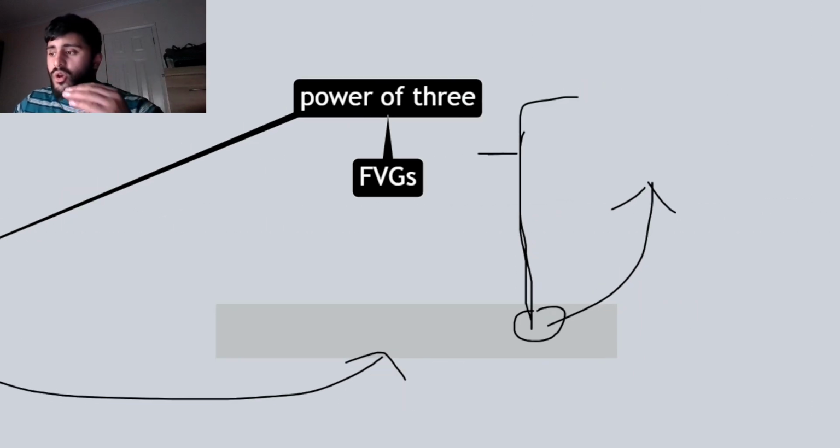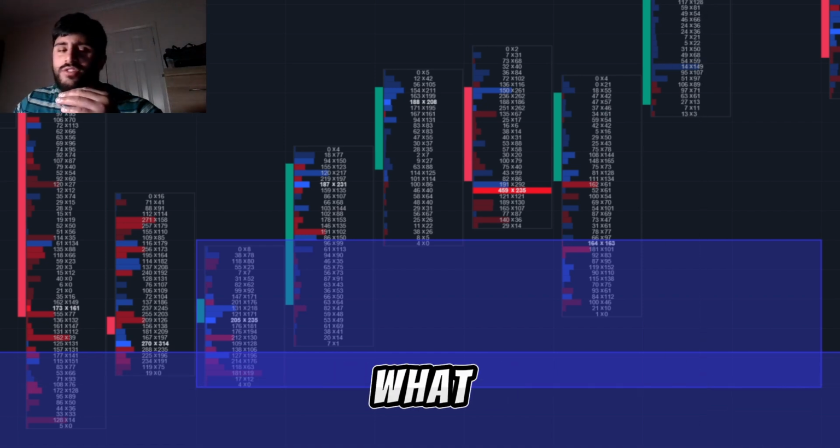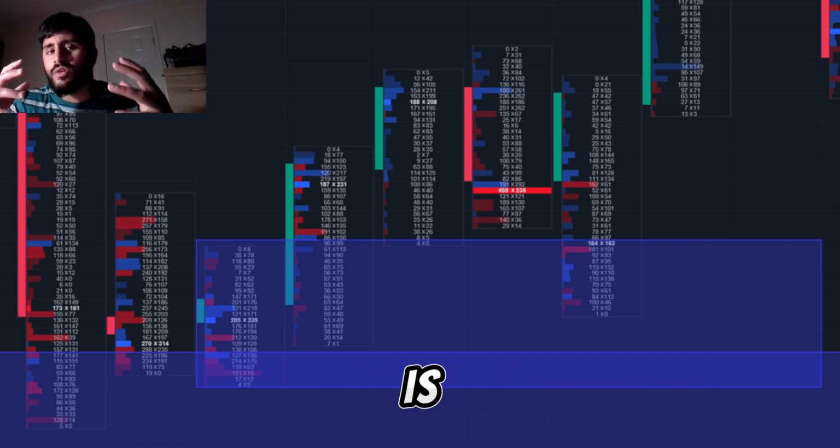And if you're stuck, always refer back to the ATAS platform. What is going on between the buyers and the sellers? What is going on with the volume, right?